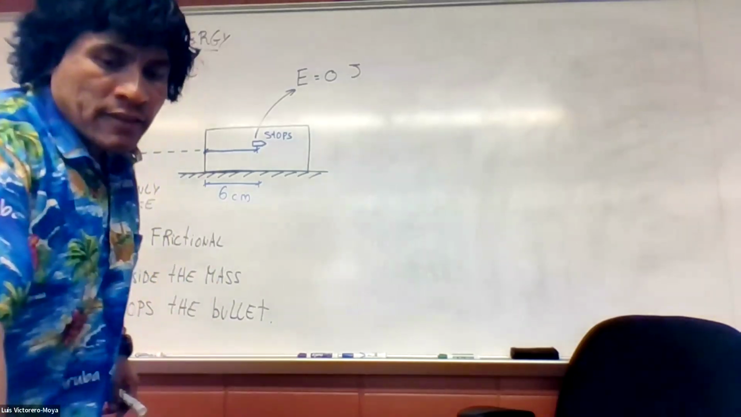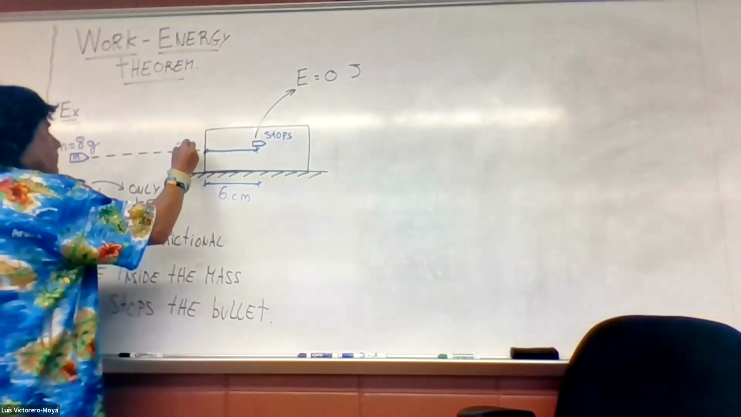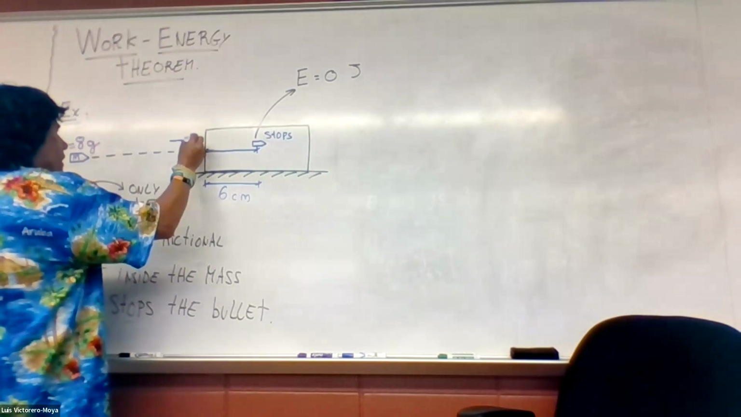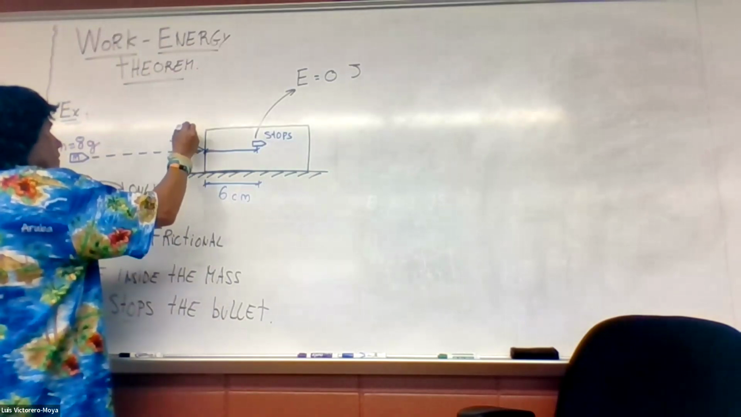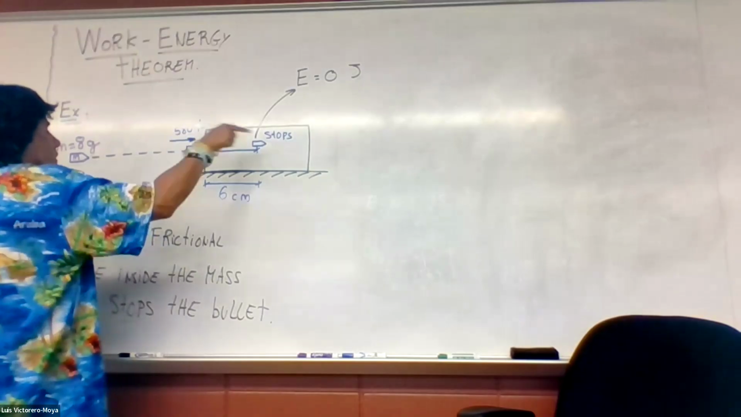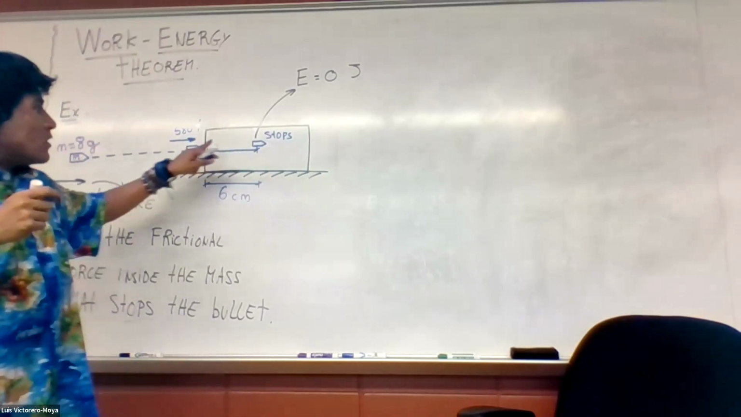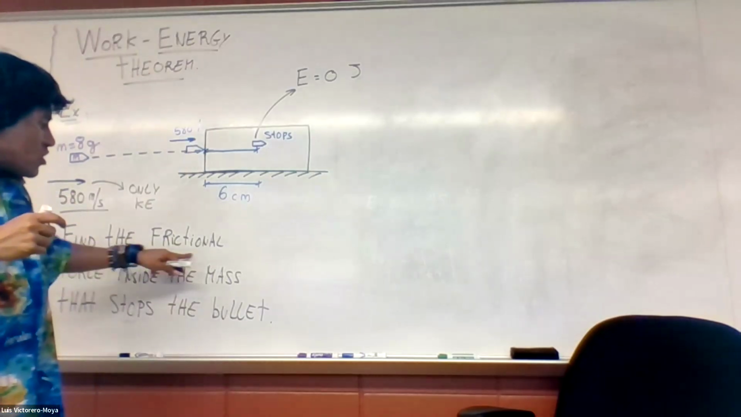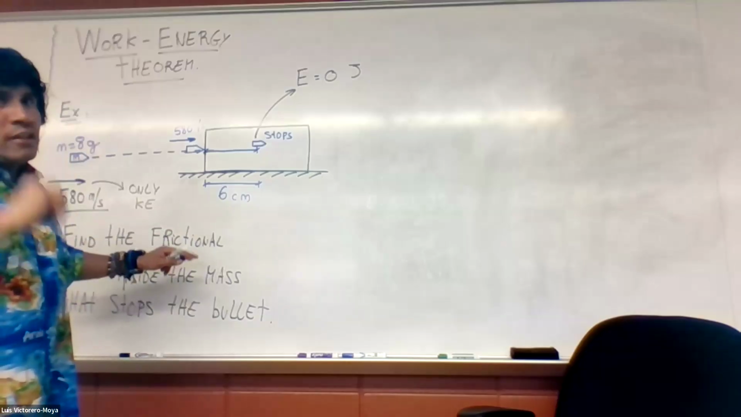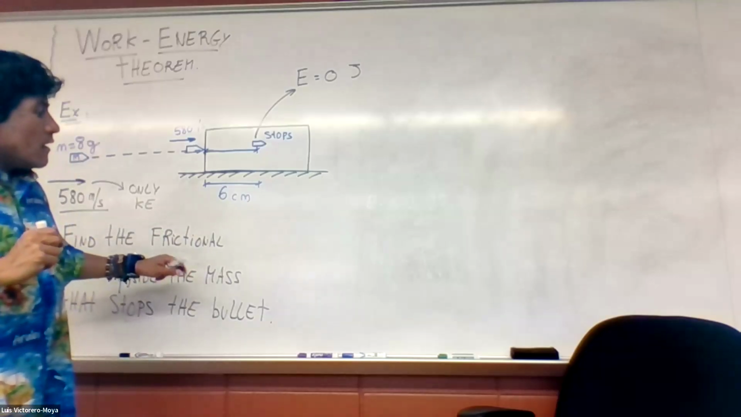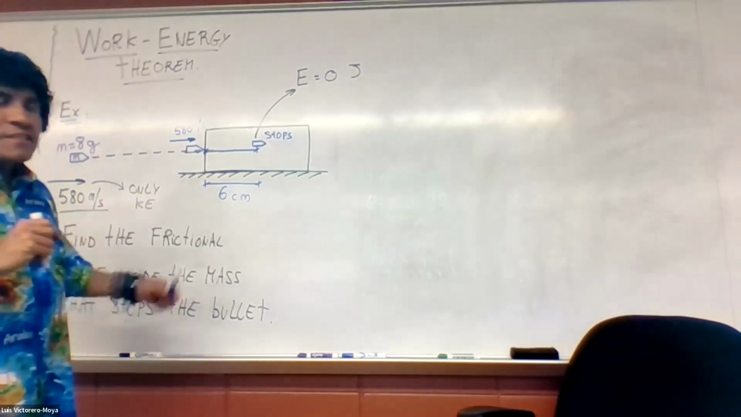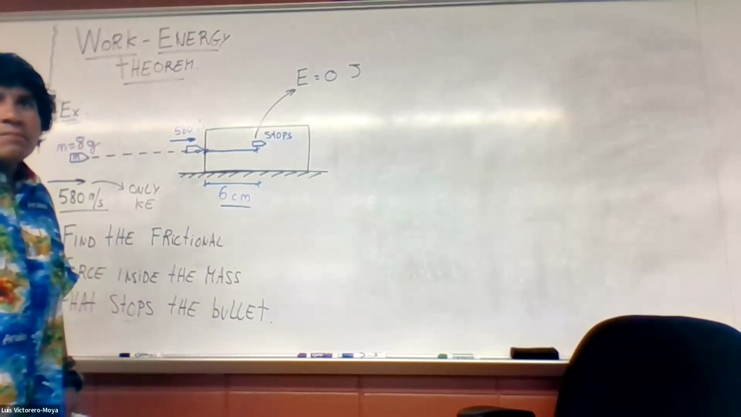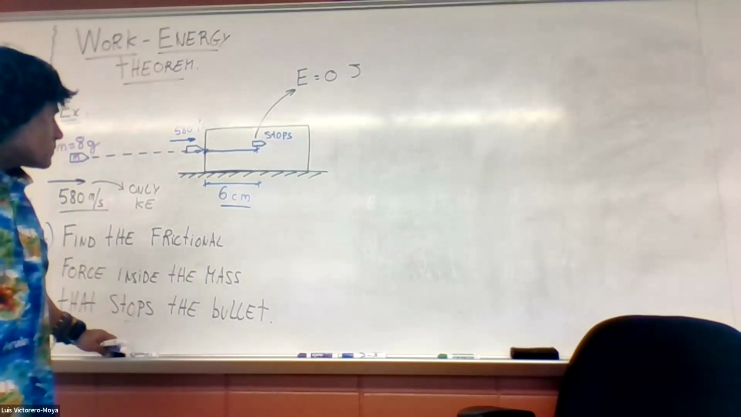When the bullet is entering the mass here, we're going to assume that it's still 580, okay? Constant. So 0 minus kinetic energy is equal to the work done by friction. Well, negative that work. You want the frictional force. What's the distance traveled? 6. That's it. That's what you have to do.